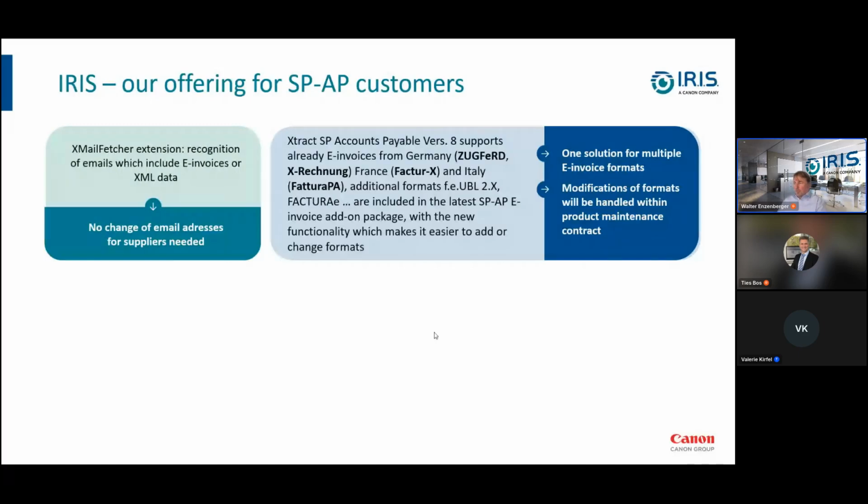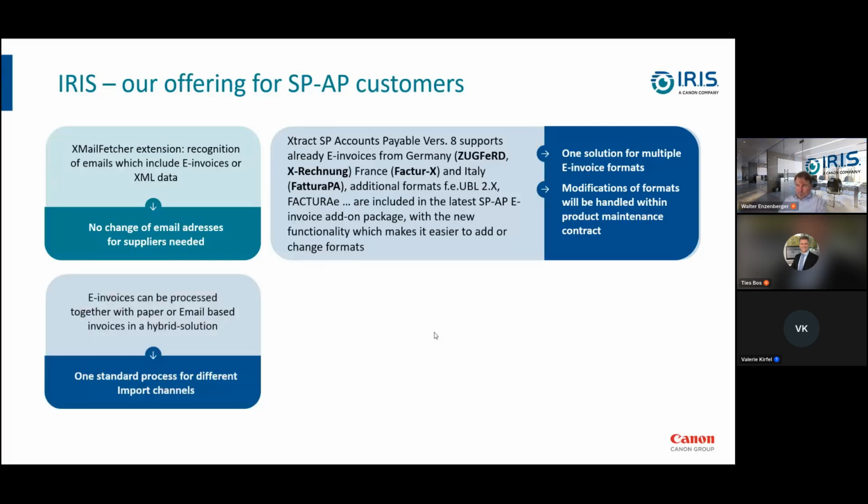So bottom line, you have one solution for multiple e-invoices. And of course, we need to take care of modifications in the future, and we would like to handle that within the maintenance contract. Furthermore, we have talked about that there are also other invoices coming in. You have e-invoices. You can process them together with email-based invoices in a hybrid solution. And if you still have paper invoices, then you have another import channel. So you have one standard process for different import channels.